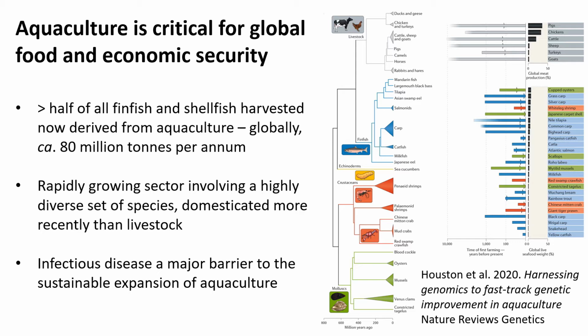Another important thing to note is the devastating impacts of infectious diseases in aquaculture, which has been estimated to cause losses exceeding 20% of all production globally. This causes major concerns for animal welfare and also for disease transmission into wild populations, and it's a really big challenge for the scientific community to address.